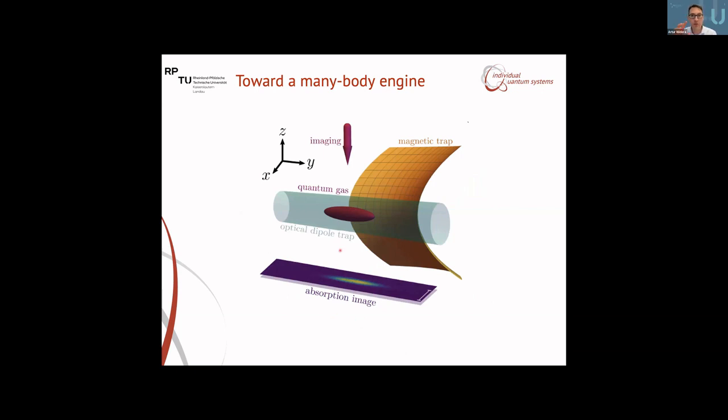If we could zoom into our setup, what you would see is we have an ultra-cold Fermi cloud that is trapped here in an optical dipole trap and an optical tweezer. And there is a slight magnetic trap in addition. We take our data by forming just the shadow cast on a CCD camera if we illuminate this cloud by a resonant laser beam.